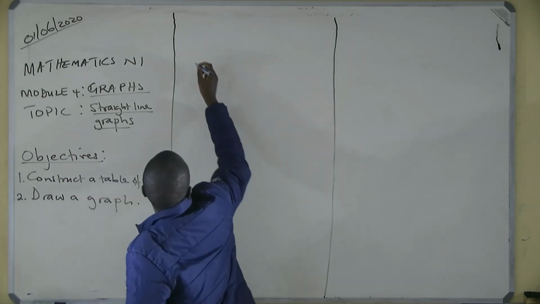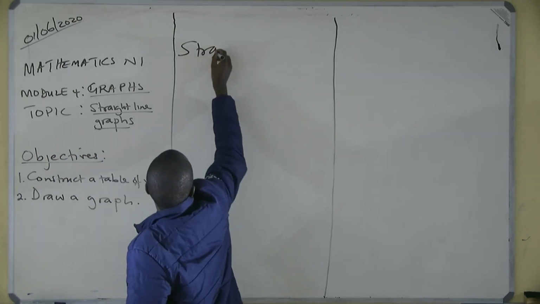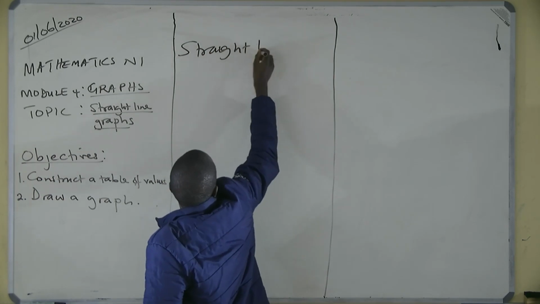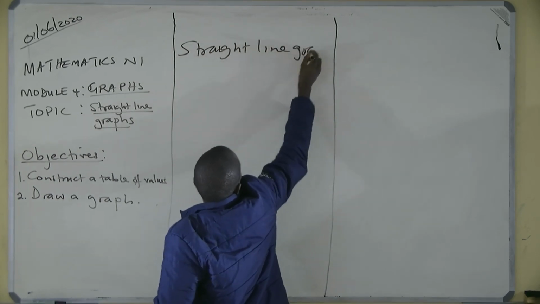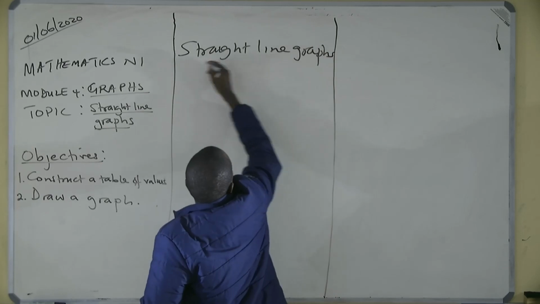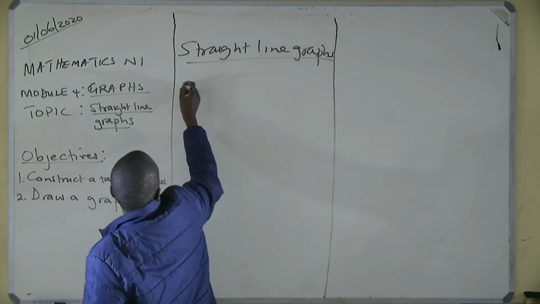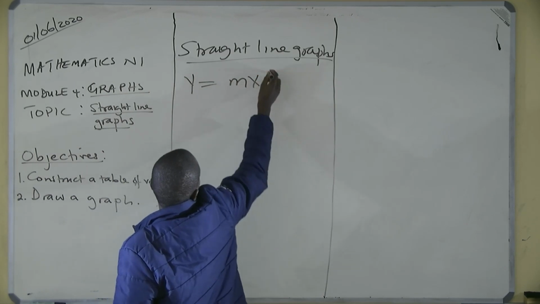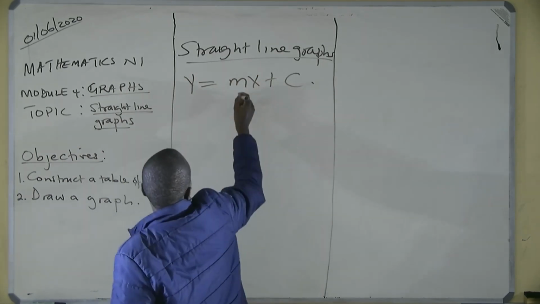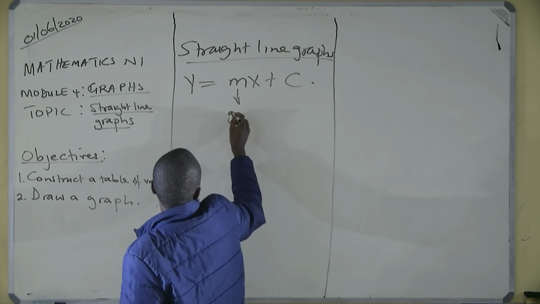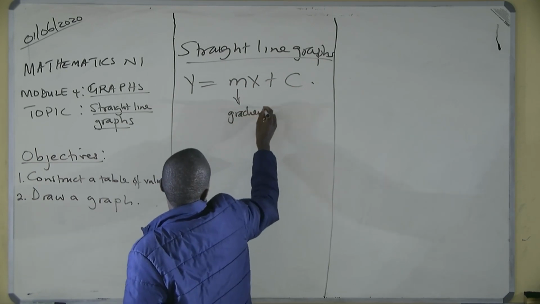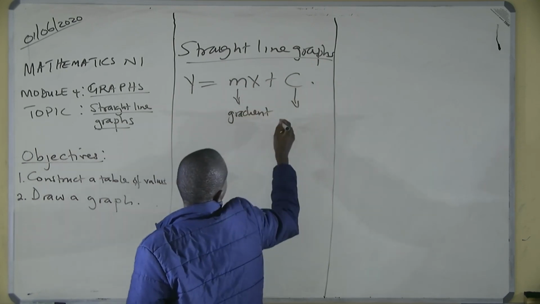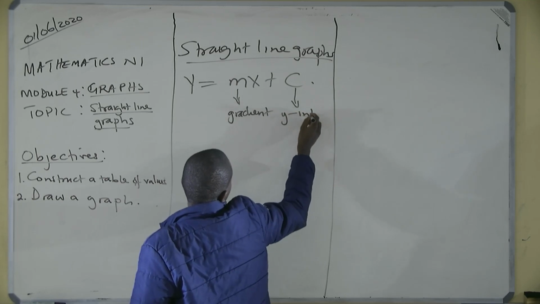When we are talking of straight line graphs, these are graphs of the form y is equal to mx plus c, where that m is the gradient of the line and that c is the y-intercept.